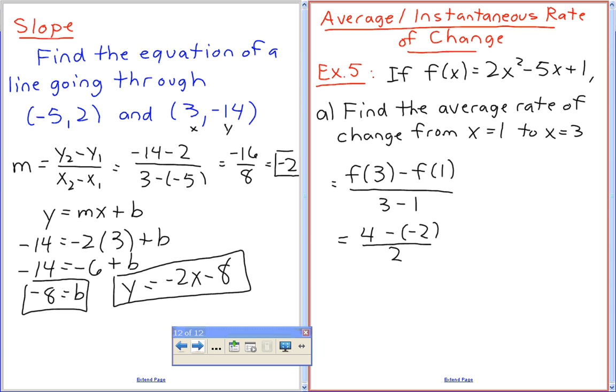Is that what your calculator says? Somebody confirm? Matt, we're good? Need those brackets. Okay, Matt confirms, and it's confirmed then. That turns to 6 over 2, so this equals 3.